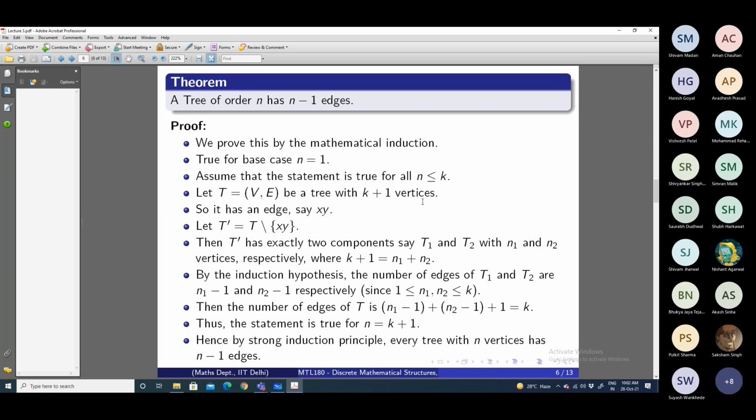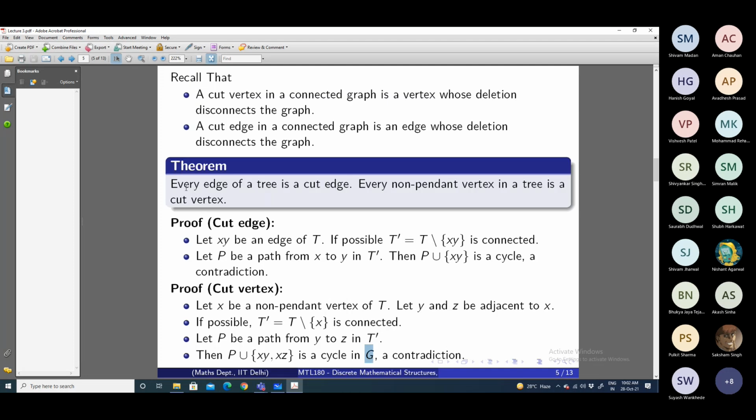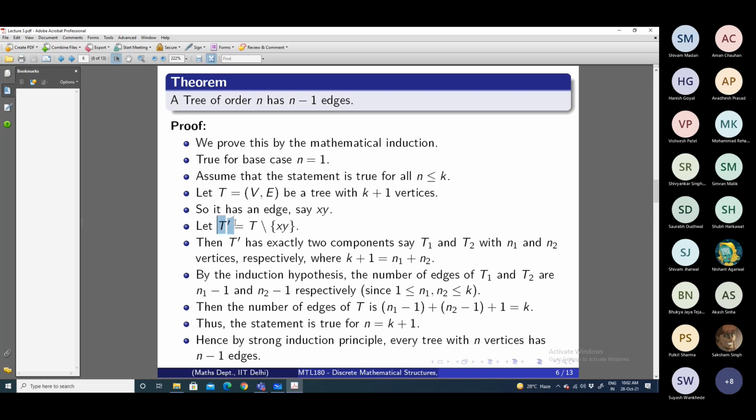Now since it has k plus 1 vertices, it has an edge, say xy, right? Therefore it must have an edge. So take any one arbitrary edge xy, and we delete that xy, and we have T dash. But we have already proved that any edge is a cut edge. That means if you delete any edge, then that disconnects the tree. So therefore after removing xy, T dash will be disconnected and it will have exactly two components, T1 and T2.